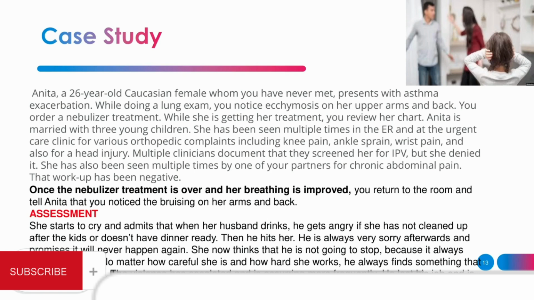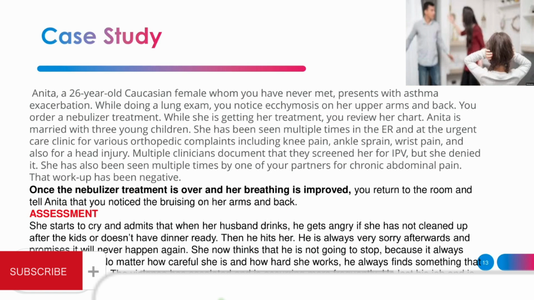Anita is married with 3 young children. She has been seen multiple times in the ER and at the urgent care clinic for various orthopedic complaints including knee pain, ankle sprain, wrist pain, and also for a head injury. Multiple clinicians document that they screened her for IPV, but she denied it. She has also been seen multiple times by one of your partners for chronic abdominal pain. That workup has been negative.